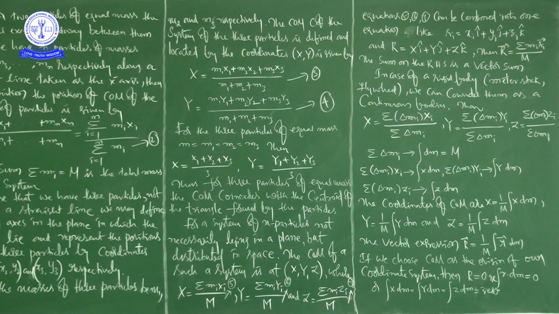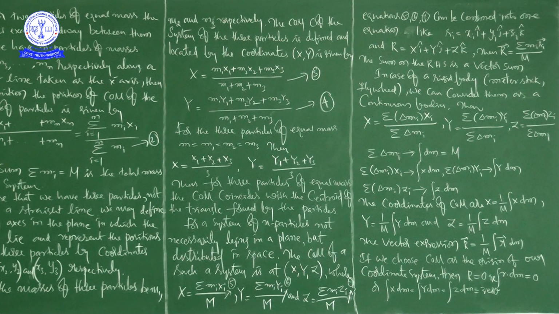Here also you can write the vector expression, r bar is equal to... This is the general expression for all the things. R bar is equal to 1 by m into integration r dm. Okay, right. So if you choose the center of mass as the origin of our coordinate system, I already told you, but here also we are applying the same thing. If we choose the center of mass as the origin of our coordinate system, then R is equal to 0. That is, integration r dm is equal to 0.